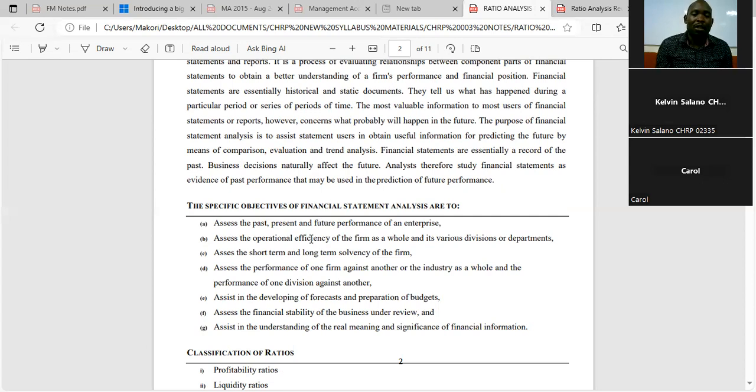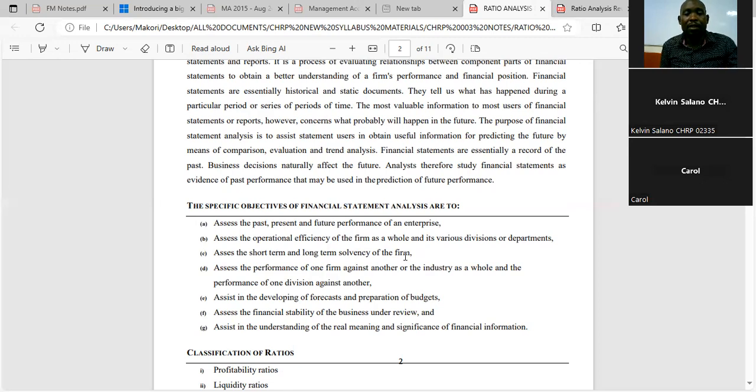We normally say that the short-term ability of the firm to pay its short-term liabilities is called liquidity, and the long-term is called solvency. Through ratios, we can assess whether the business is able to pay the short-term debts and also the long-term debts of the firm. Number four is to assess the performance of the firm against others in the same industry.